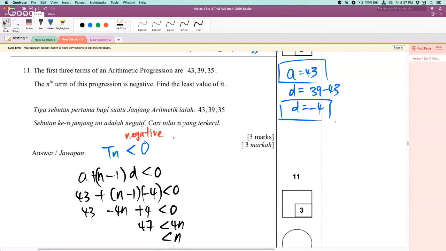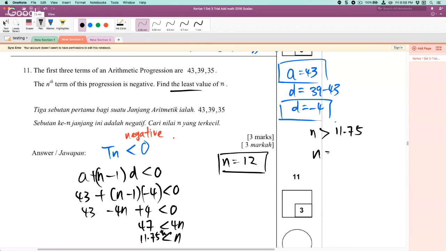So you should be able to get 11.75. Since n needs to be bigger, because they want the least value, so n must be bigger, right? So n equals 12. You choose the closer number. Because if n is bigger than 11.75, then n can be 12, can be 13, can be until 9999 also. So there is an infinite number of n.